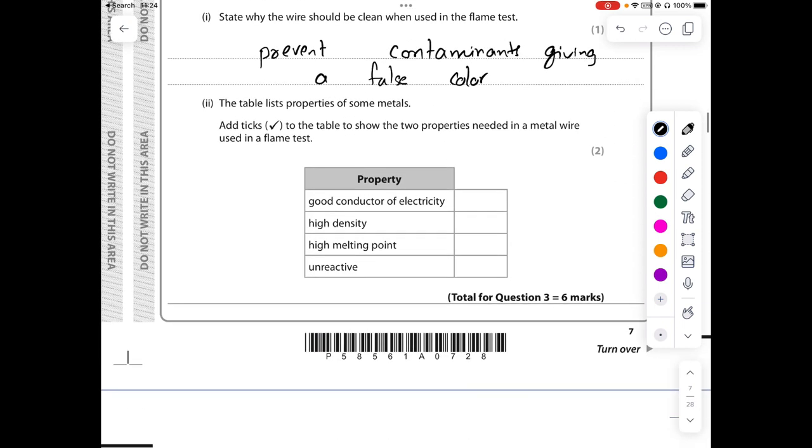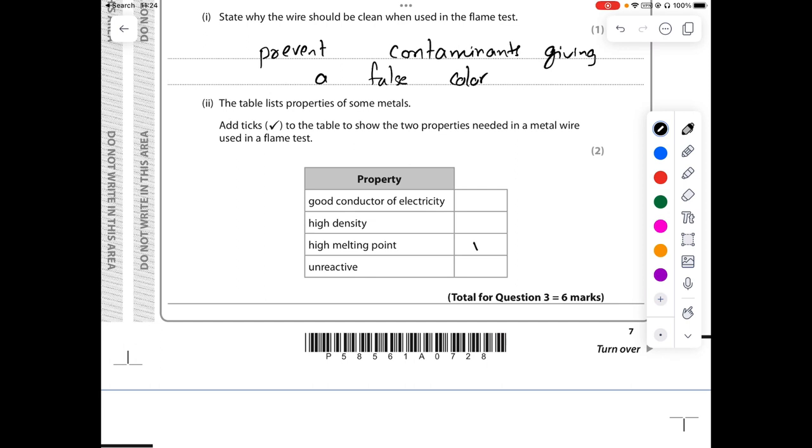The table lists properties of some metals. Add a tick to the table to show the two properties needed in a metal wire used in a flame test. So the table is the properties of some metals: good conductor of electricity, high density, high melting point and unreactive.